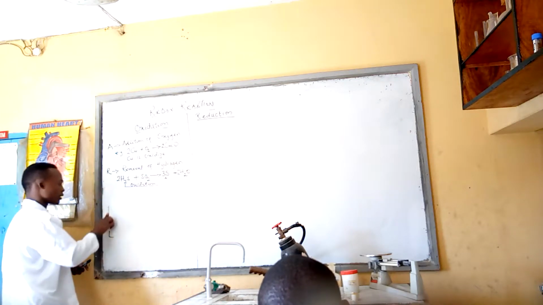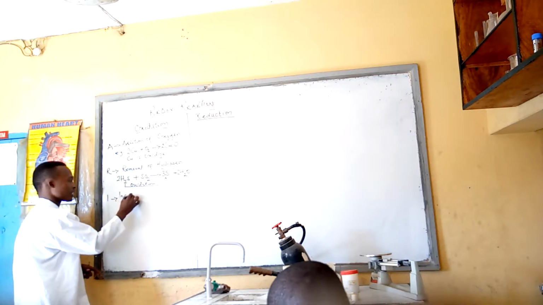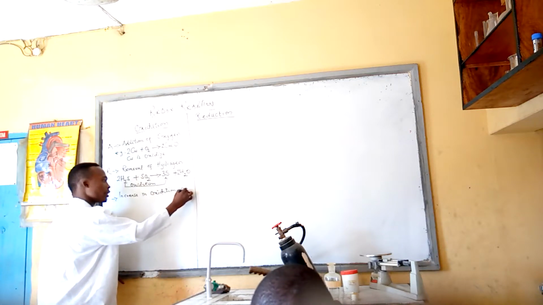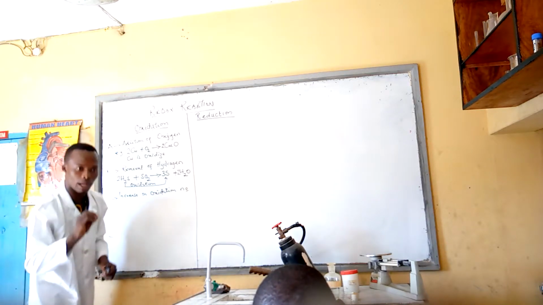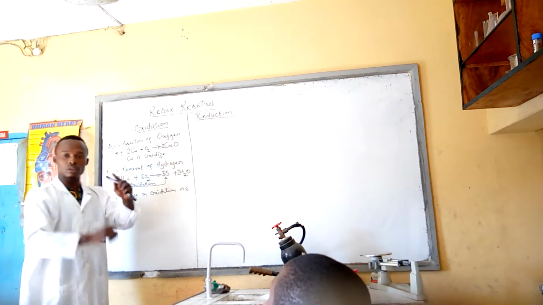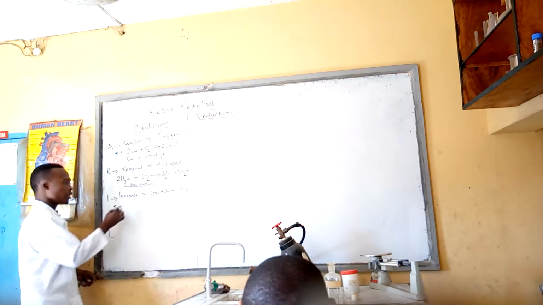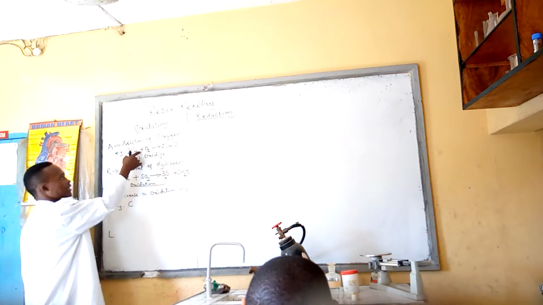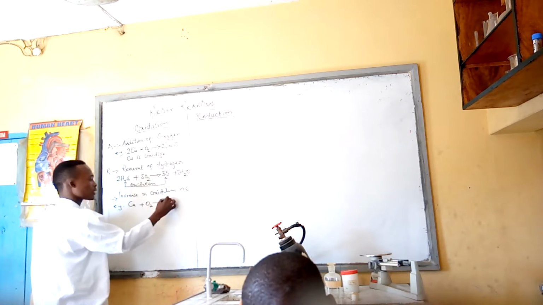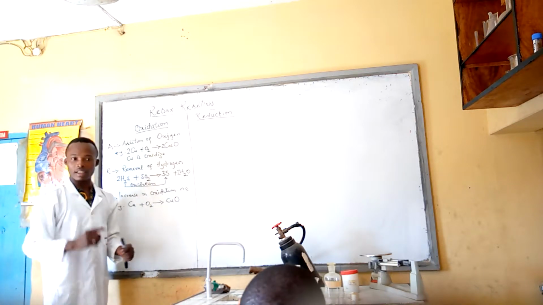Next is I, which means increase in oxidation number. If the oxidation number of an element increases from the reactant side to the product side, then that process is called oxidation. Example: let's take Cu plus O2 to give us CuO. We have already known that it is an oxidation process by the addition of oxygen.